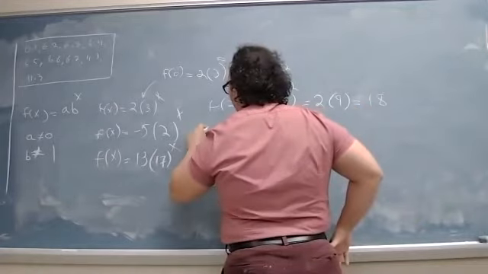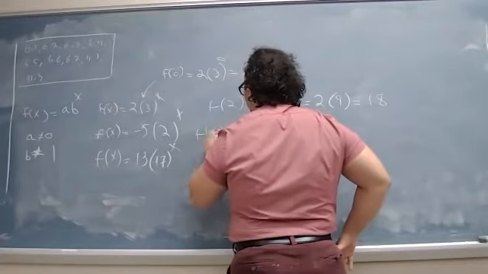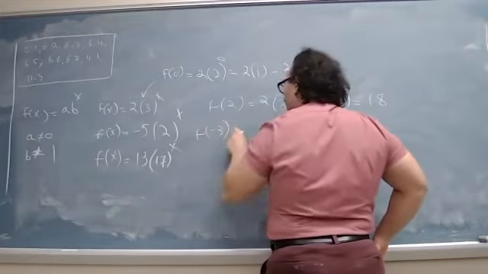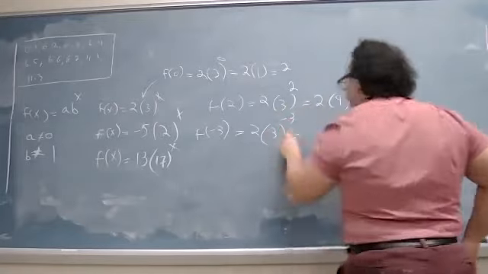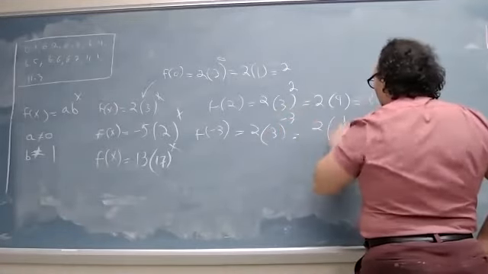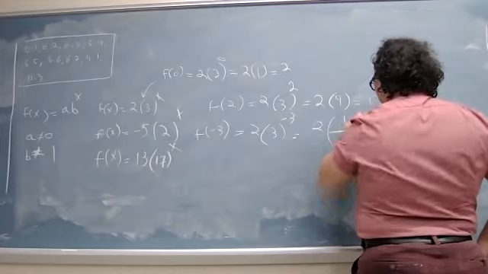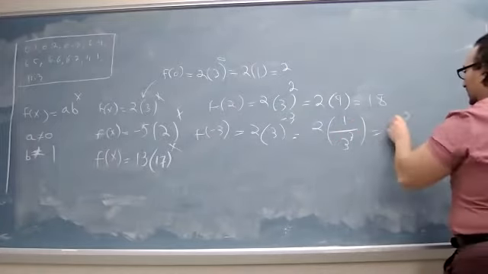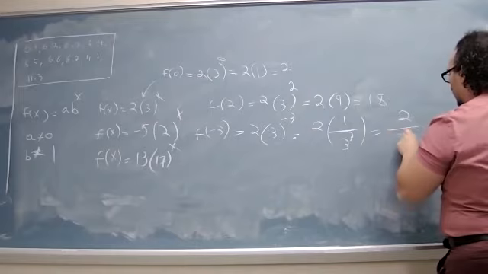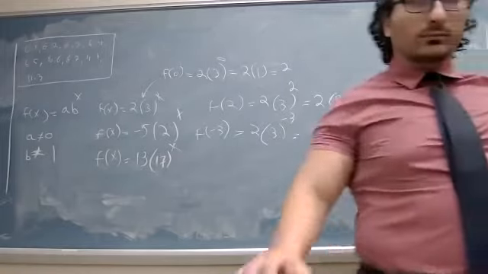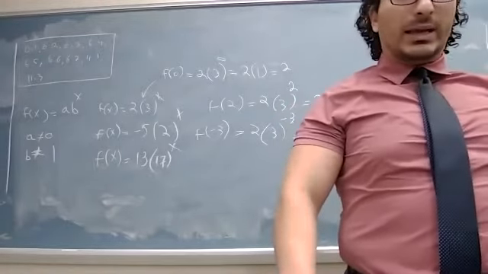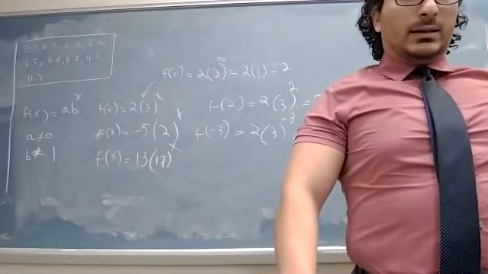What's f of -3? Okay, so that's just 2 times 3 raised to the -3 power. Notice that's the same thing as 2 times 1 over 3 raised to the +3 power. Notice that this is the same thing as 2 divided by 27. So that's how we evaluate exponentials.